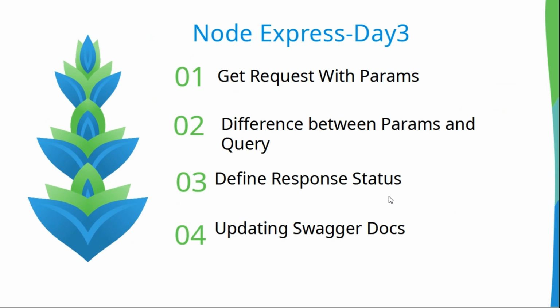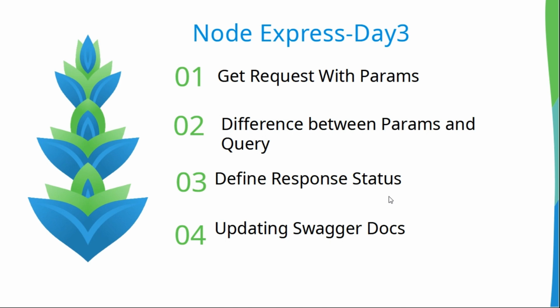So on day 3 we are going to learn about GET requests with params. It means we're going to send some parameter value in the GET request that will be read in our API endpoints, and we'll send the response according to the parameters defined. Then I'll cover the difference between params and query string, which is also an optional thing that we can specify in our URLs.